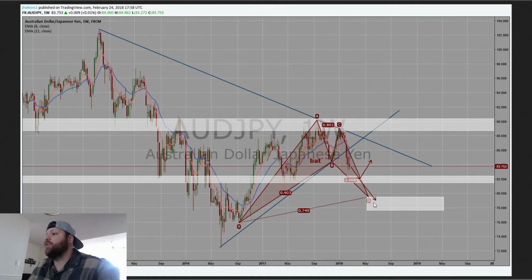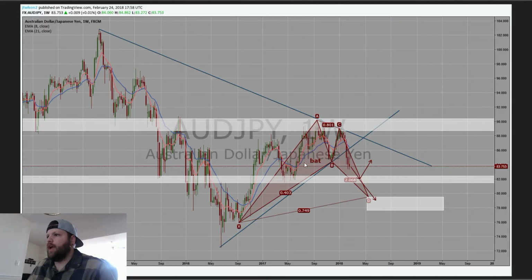However, we could see a completion of this bat pattern before we see any sort of retracement back up to this trend line. That's how crazy it can be. Retests can take weeks or months, but more often than not, almost every single time, you will see a retest. It could take weeks, months, or years, but you will see a retest of this trend line before it continues downward. So just be aware of that.